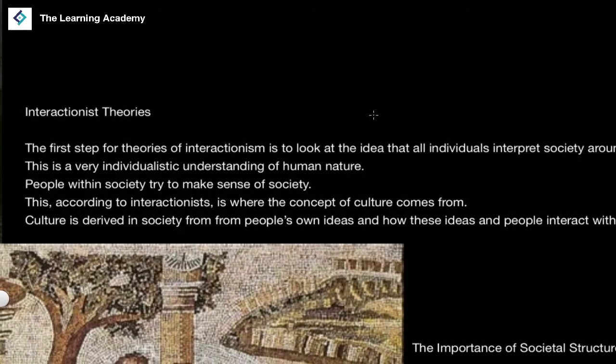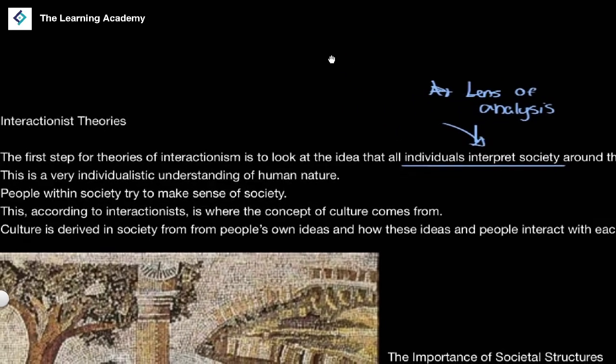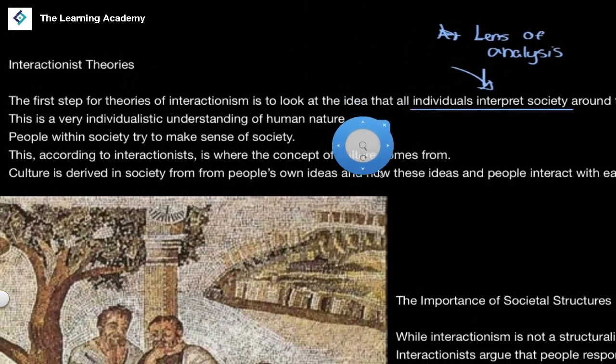Now, the first step for the theories of interactionism is to look at society and to look at the idea that individuals interpret society around them. Okay, so this is the lens of analysis through which we're looking. So we have a lens of analysis. And effectively, that is the first idea that we refer to in interactionism. And this is a very individualistic understanding of human nature.